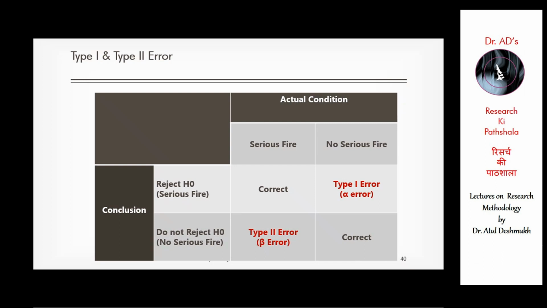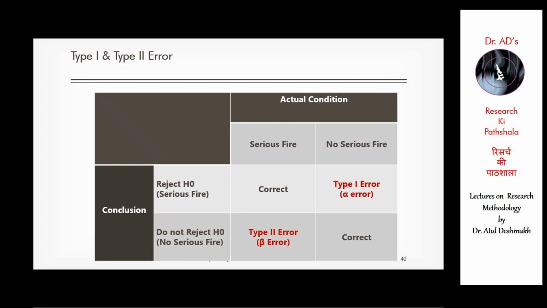Type 1 error, what is happening in this case? I am thinking that there is a serious fire in the building. I am asking everybody to evacuate the building. I am calling the fire brigade. The fire brigade is coming, and that is just inconvenience caused to everyone. Nothing else. That is type 1 error or alpha error.